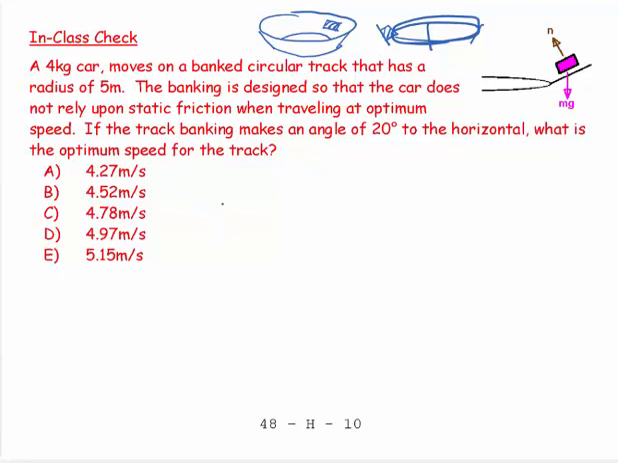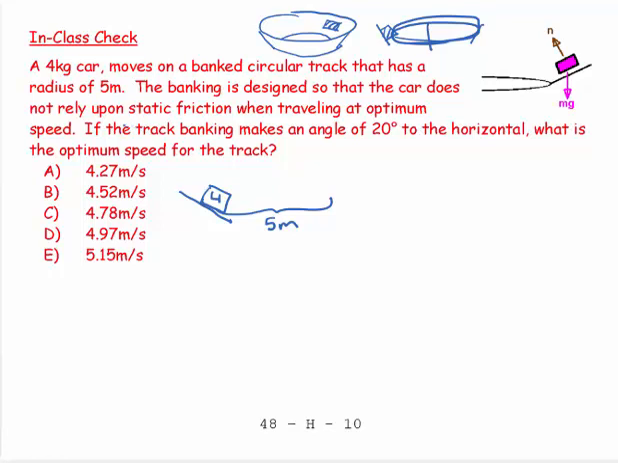So it says a 4 kilogram car is on a banked circular track. So 4, and then this is the circular track. And what we're going to find is the car has a radius of 5 meters. So this is 5 meters radius. The banking is designed so the car does not rely upon static friction when traveling at optimum speed.